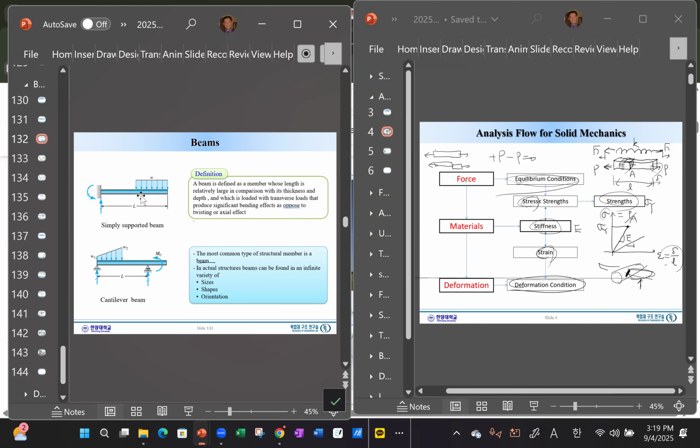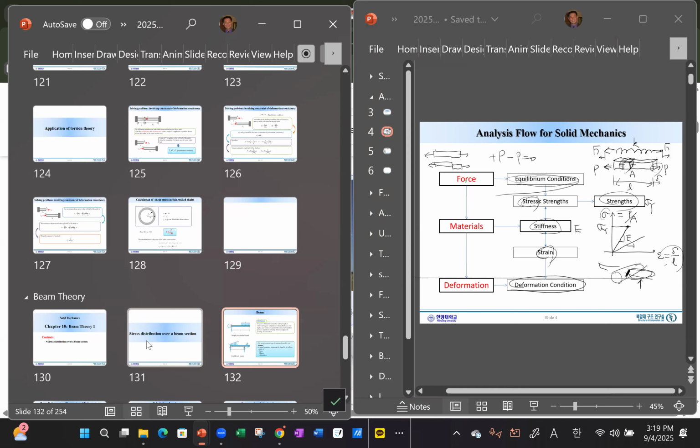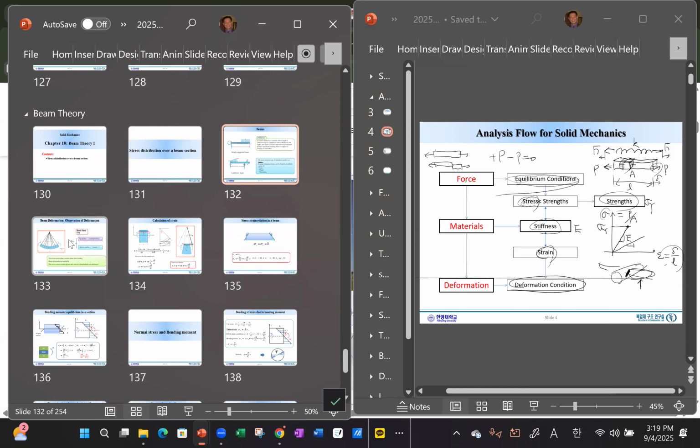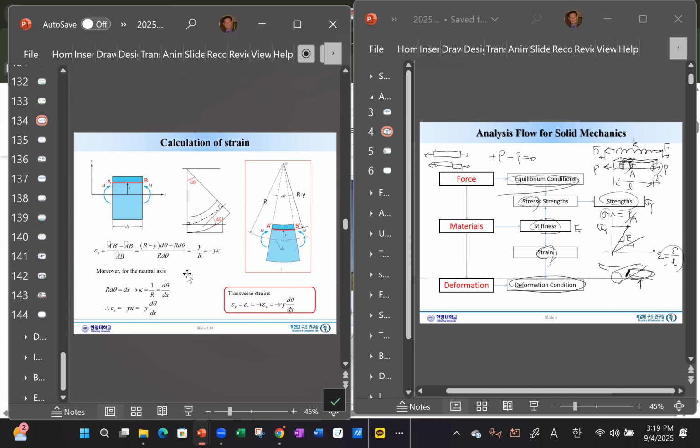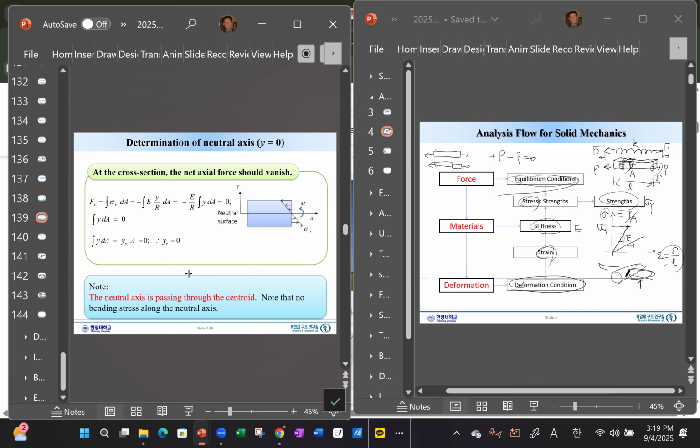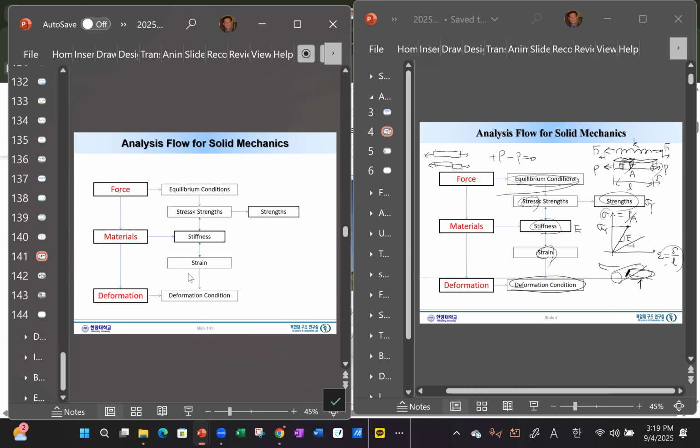Complicated doesn't mean unable to solve. We just have different types of a load: distribution, vertical, concentration, and moment. So we study all the subjects to cover the beam theory.